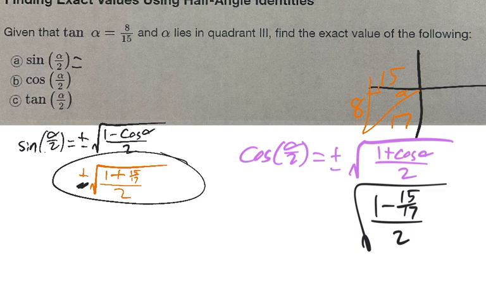Well, if I half this angle, where am I going to be? Halving something in the third quadrant will put me in the second quadrant. And in the second quadrant, cosine is negative, which means this needs to be negative.